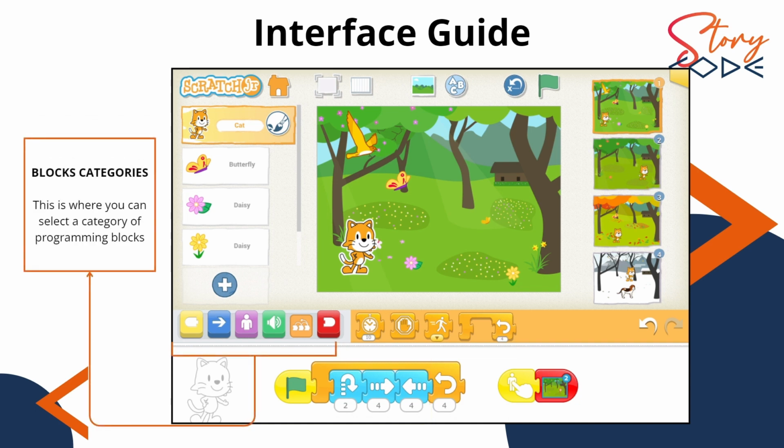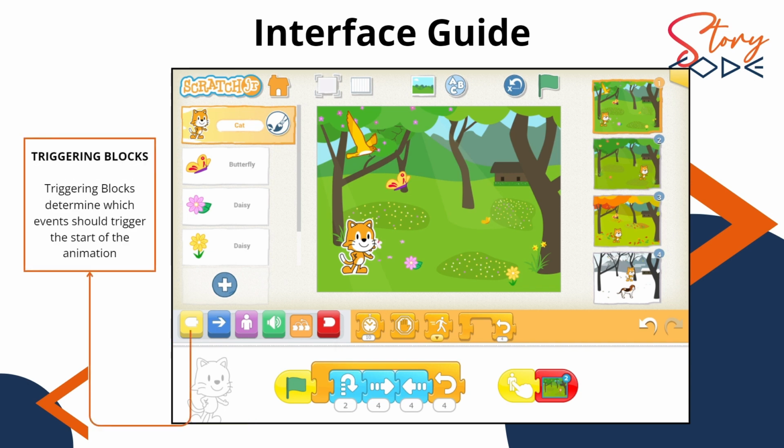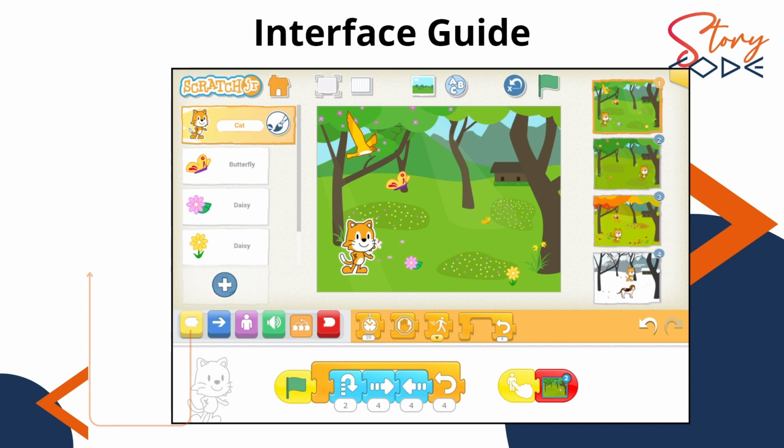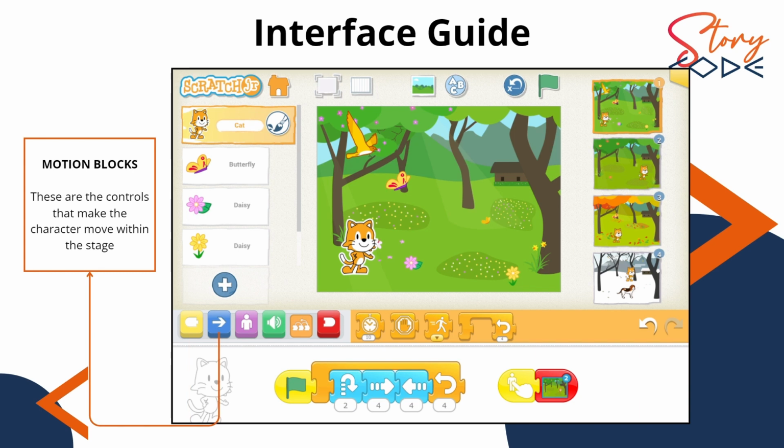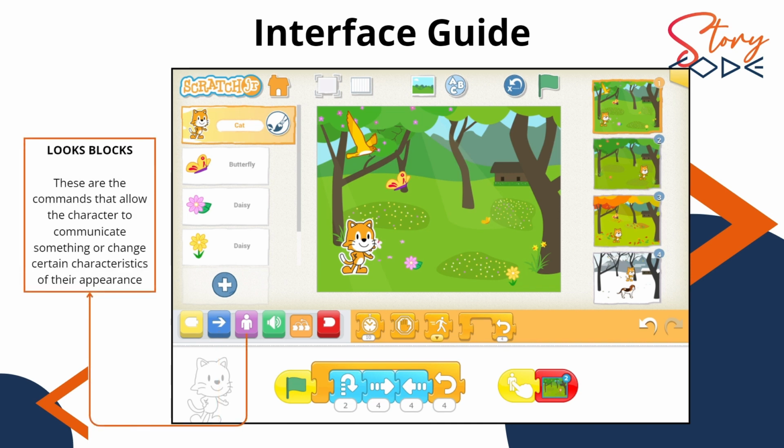In this portion of the interface are the 6 categories of blocks. Tapping on one of them opens the blocks palette. The first of the 6 categories of blocks is called triggering blocks. Triggering blocks determine which event should trigger the start of the animation. The second category of blocks controls the character's movement and is called motion blocks. The purple category allows the character to communicate something or change certain characteristics of their appearance.